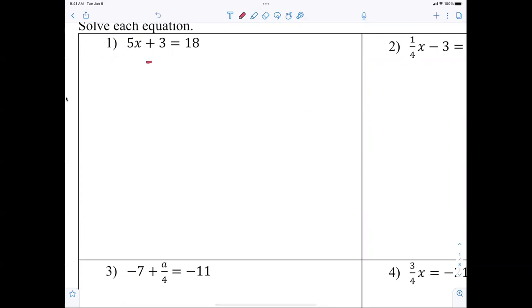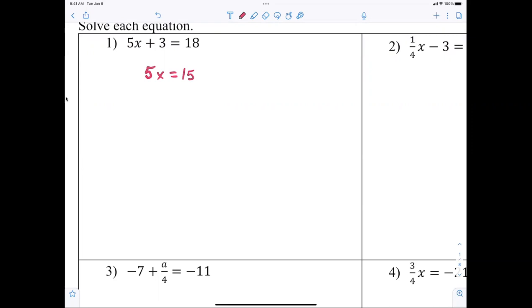Now, because we are much more talented than we were last year, if you don't have to put the -3, you don't have to put the -3. You can just tell me what's 18 minus 3? 15. You should be able to write for me 5x equals 15. Everybody should be able to do that now.